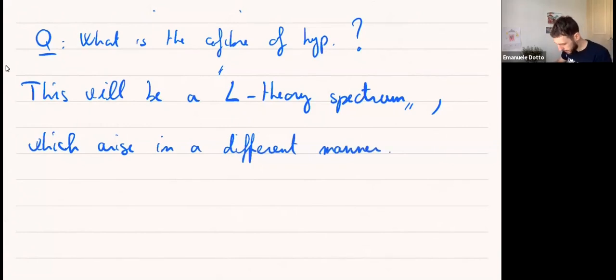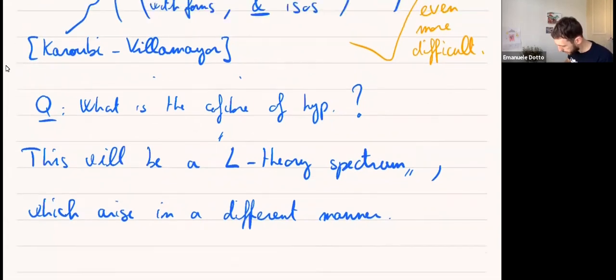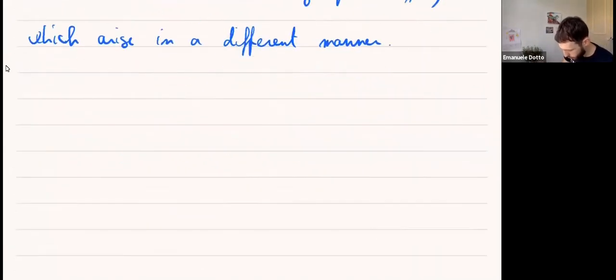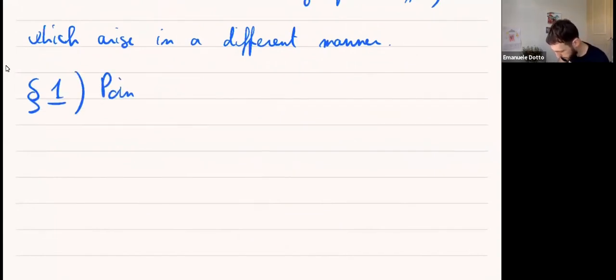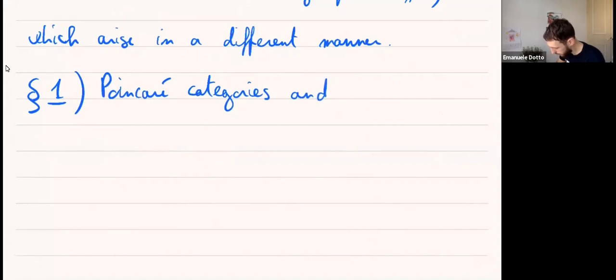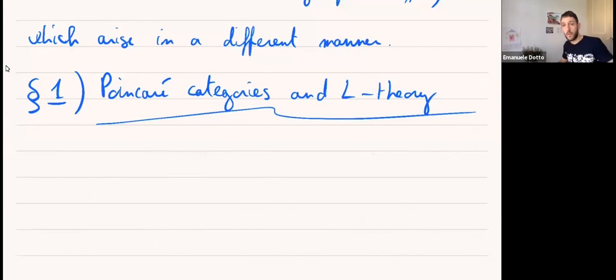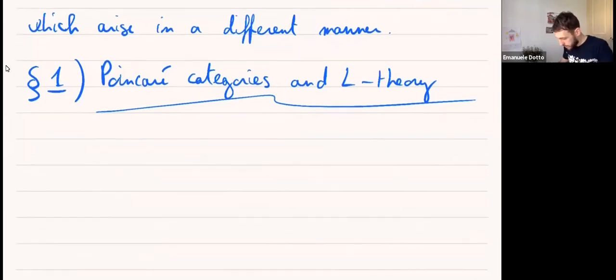Okay, so let me spend a bit of time now constructing these spectra. And this also gives me a chance to give a higher categorical framework for doing Grothendieck-Witt theory as well. So, and here is where my talk actually starts. I'm going to talk about Poincare categories and L-theory. Okay, so let me just dive into it immediately.